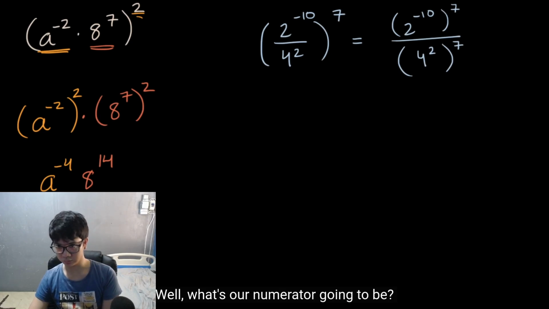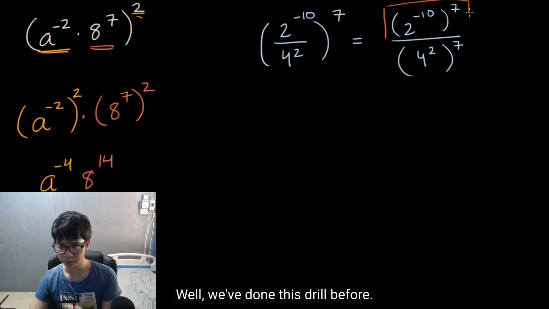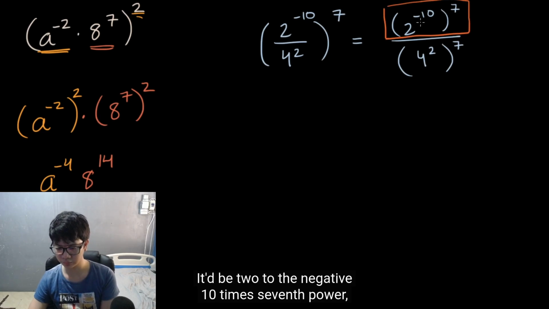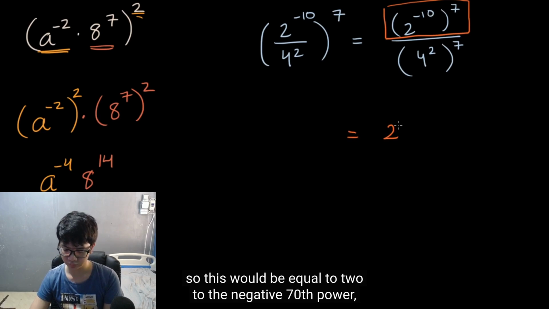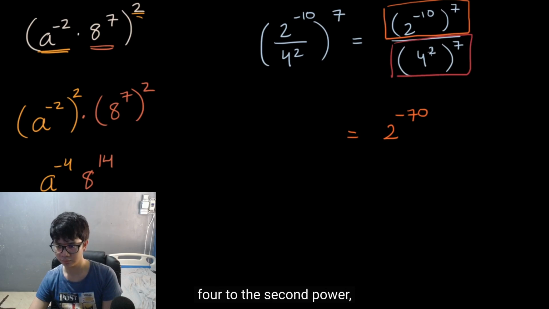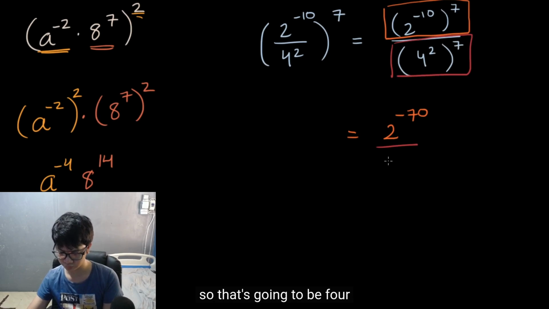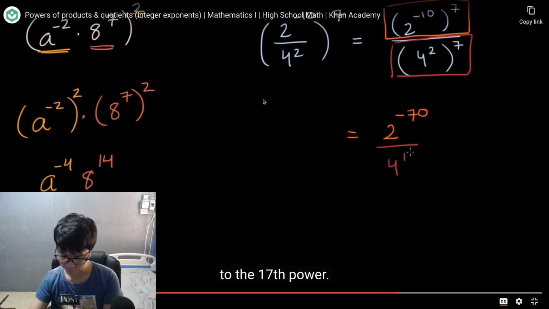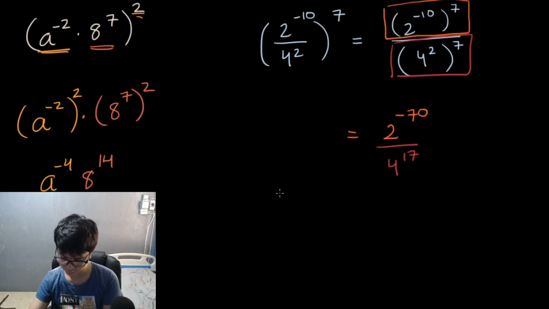Well, what's our numerator going to be? Well, we've done this drill before. It would be 2 to the negative 10 times 7th power. So this would be equal to 2 to the negative 70th power. And then in the denominator, 4 to the second power, then that raised to the 7th power. Well, 2 times 7 is 14. So that's going to be 4 to the 17th power.